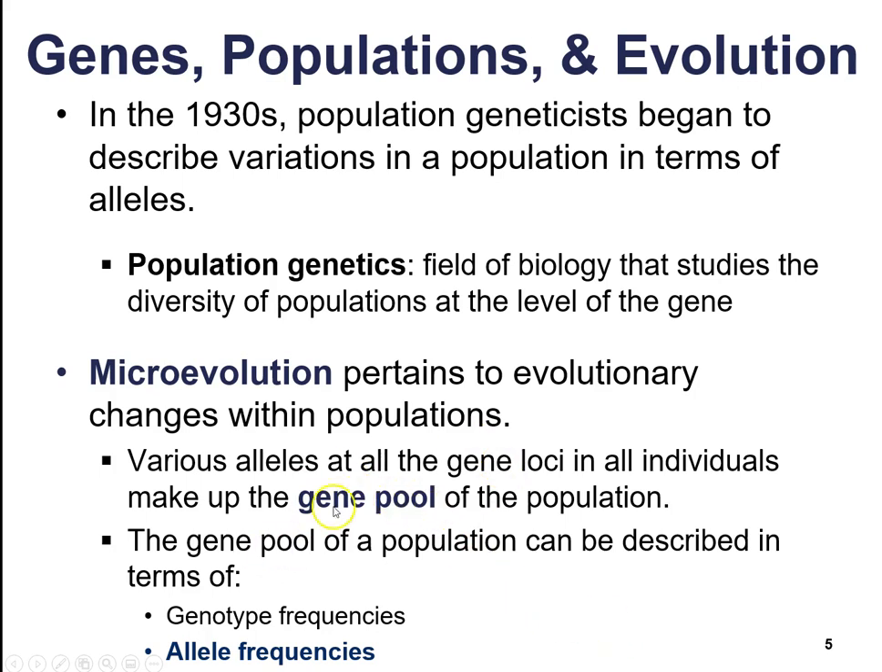And so you can describe that gene pool, like I said on that last slide, in terms of genotype frequencies. Meaning, are you heterozygous, homozygous dominant, or homozygous recessive? Or you can just look at those single alleles: how many dominant alleles, how many recessive alleles are there in a given population?